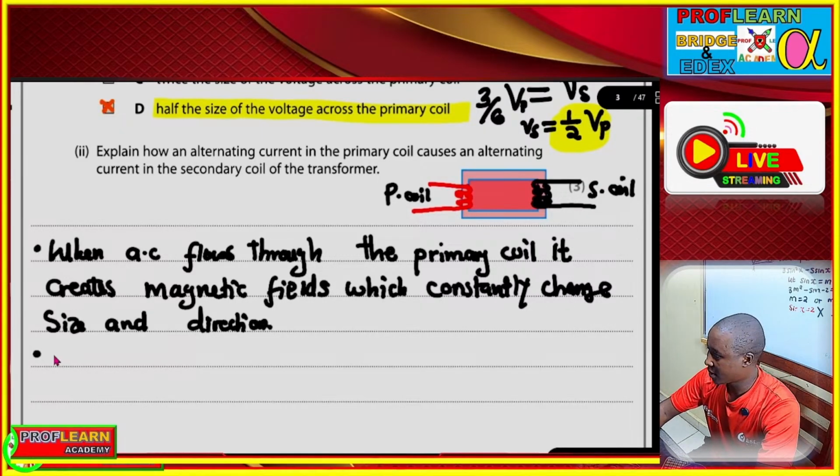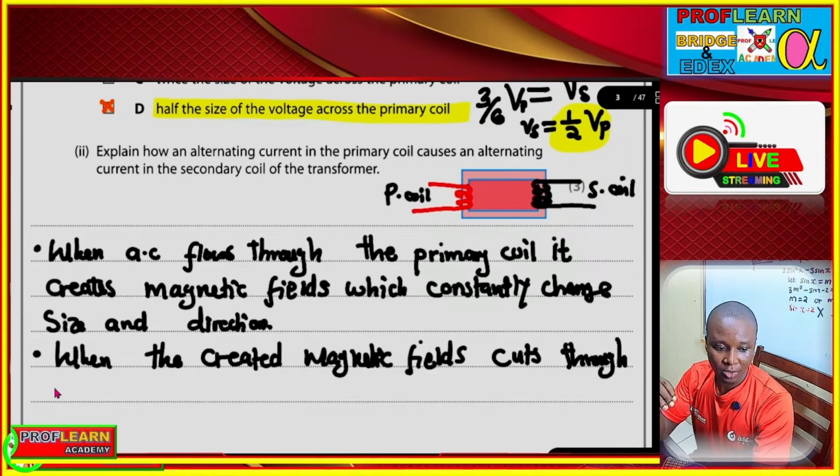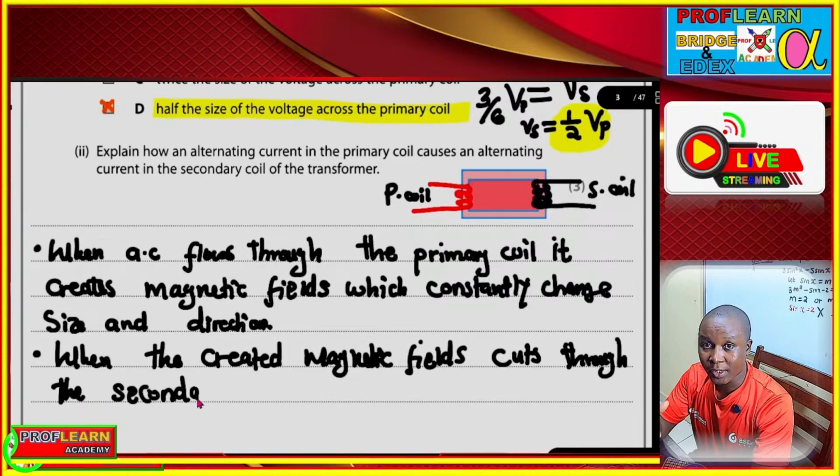Yeah, so once that happens, then these magnetic fields which are created, when they cut across the secondary coil, this is for Edexcel, this is Edexcel 2H, not AQA. When the magnetic fields cut through the secondary coil, what's going to happen is that an induced EMF is going to be created in the secondary coil.